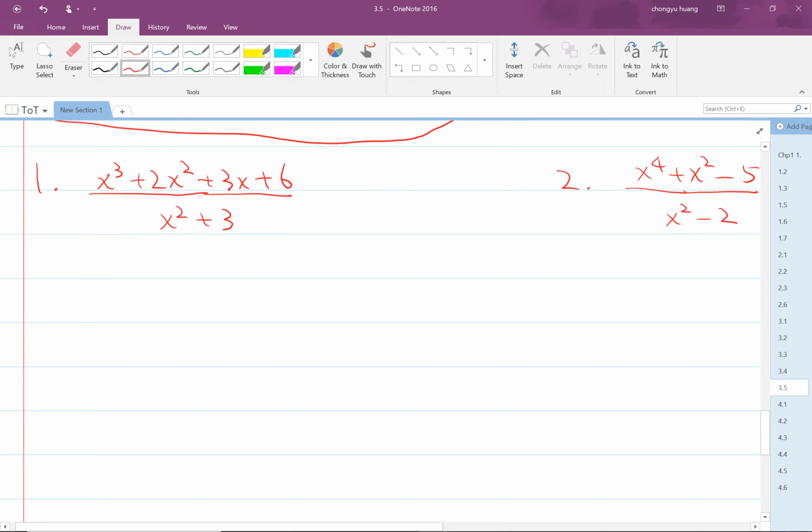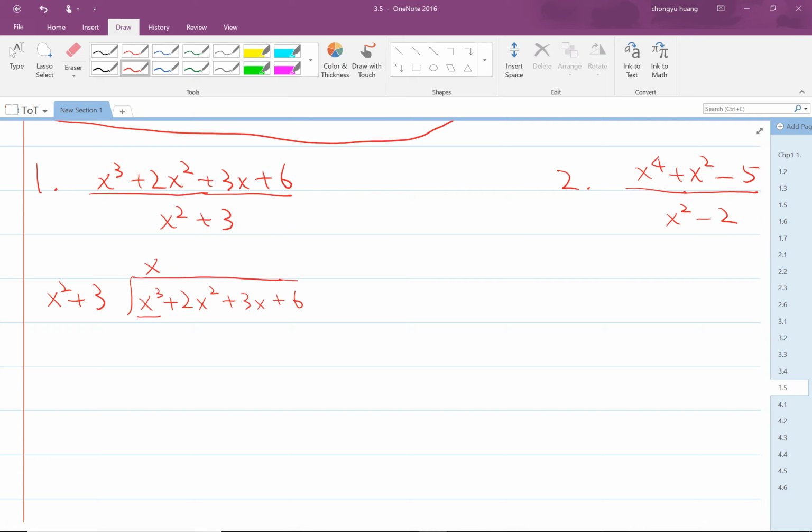All right. So as I said before, the old method way. You just basically write down x to the power 3 plus 2x squared plus 3x plus 6, divided by x to the power 2 plus 3, right? As always, you want to get rid of x to the power 3, right? So you basically multiply by x, right?